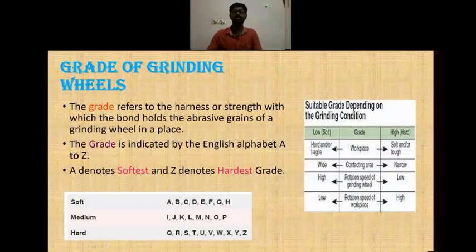Grade. Generally, grade refers to the hardness or strength of grinding wheel. The grade is indicated by the English alphabet A to Z, where A denotes the softest and Z denotes the hardest grade.